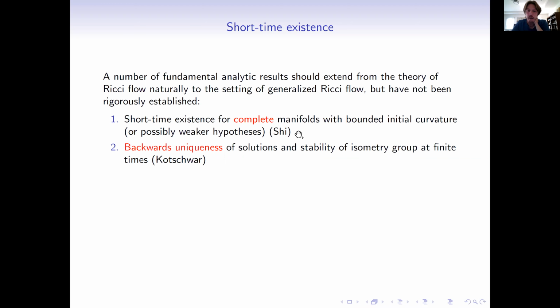Also, there's these questions of backward uniqueness of solution. This was done for Ricci flow by Kotschwar. And again, it's quite natural to expect that this is still true for generalized Ricci flow. It's quite a general idea, but this would prove stability of the isometry group at finite times. What does it mean, stability of the isometry group? Basically what Kotschwar proves is that for a smooth solution of Ricci flow on a compact time interval, the isometry group does not change at all. So it's very easy to show that it doesn't shrink, that isometries are preserved. That follows from the uniqueness.